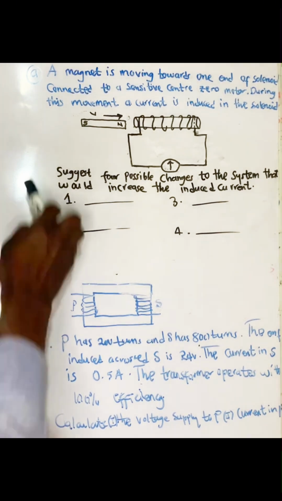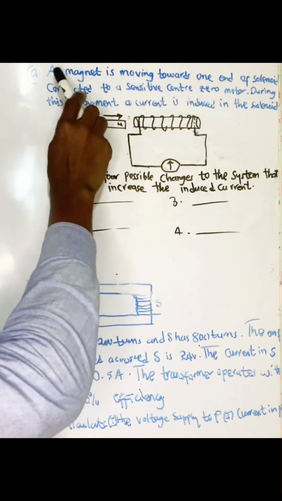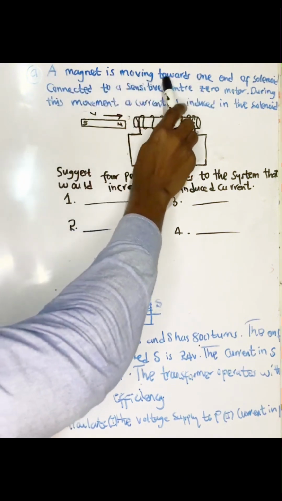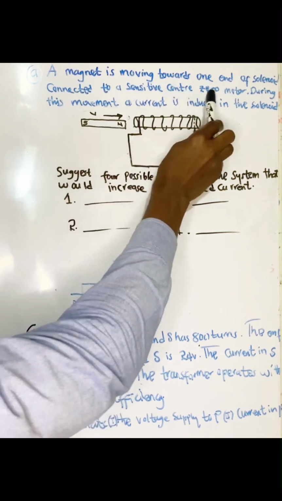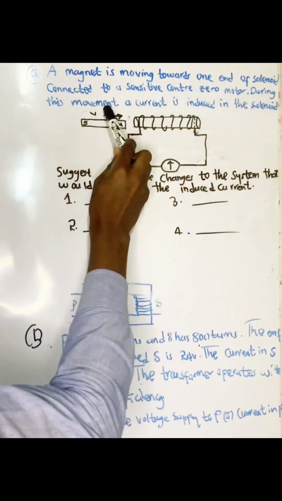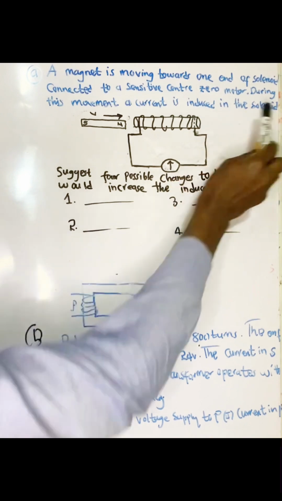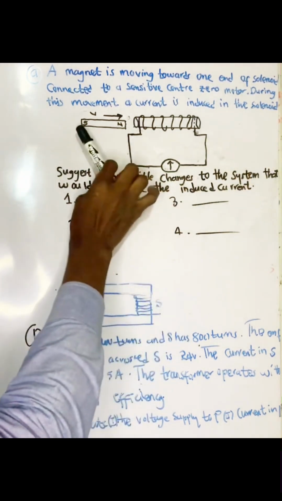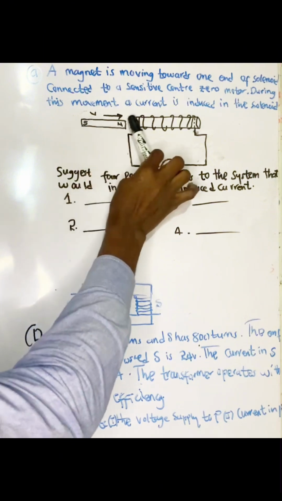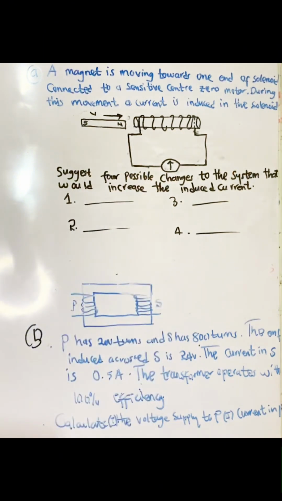Now, a magnet, so this is the preamble. A magnet is moving towards one end of a solenoid connected to a sensitive centre-zero meter. During this movement, a current is induced in the solenoid. So this is the setup with a magnet which is moving towards the solenoid, that is, a coiled wire.